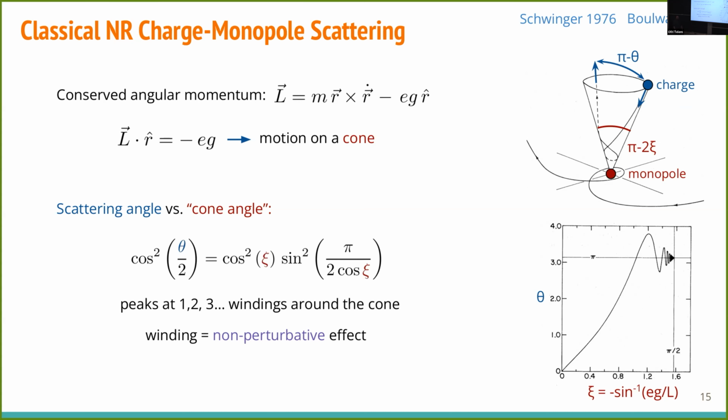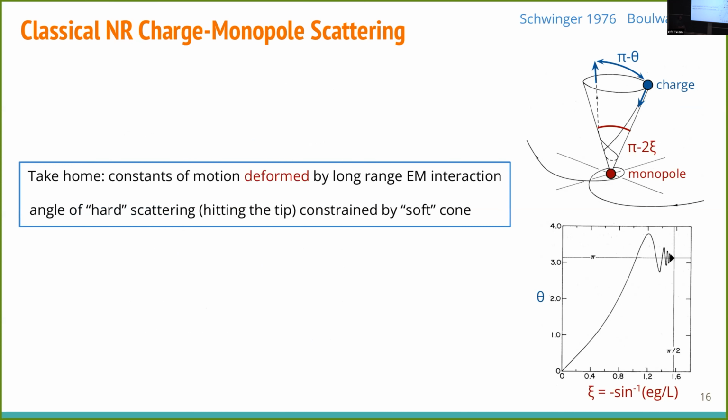So this is not a talk about classical physics, though I think this is pretty cool. The lesson that I want you to take from here is that the constants of motion are actually deformed by the presence of the long-range electromagnetic interaction between the charge and the monopole, and the angle of the hard scattering is constrained to be on the soft cone.